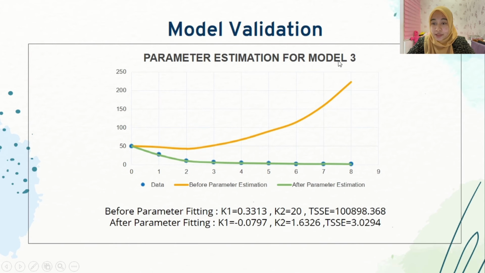And lastly, parameter estimation for Model 3. Before the parameter estimation, the orange curve, our K1 is 0.3313, K2 is equal to 20, and the total sum square error is 100,898.368. After parameter fitting, you can see the green curve, our K1 is equal to negative 0.0797, K2 is equal to 1.6326, and the total sum square error has decreased to 3.0294.